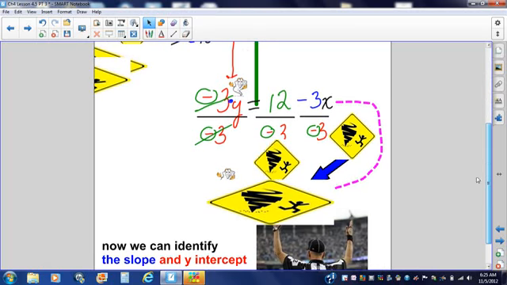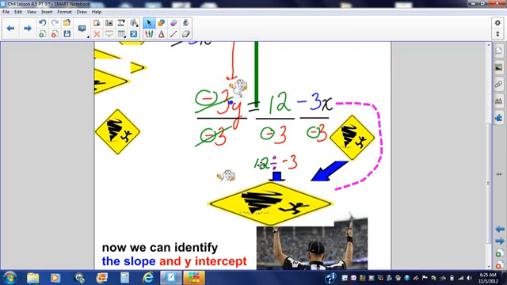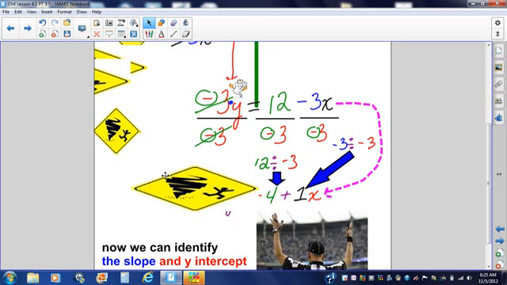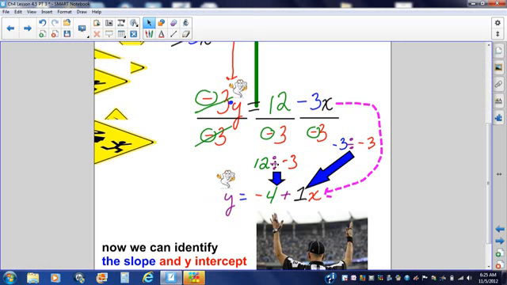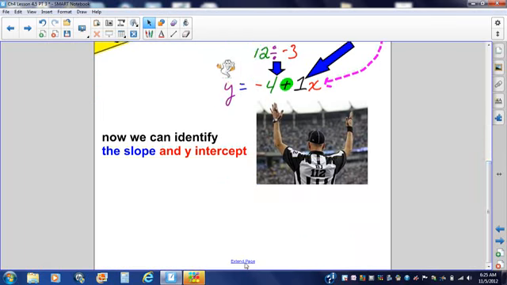I have 12 divided by negative 3 right here. And I have negative 3 divided by negative 3. 12 divided by negative 3 is negative 4. Negative 3 divided by negative 3 is positive 1. Remember that if the bad guy is leaving town, everybody is happy. Now we have the signal for a touchdown.